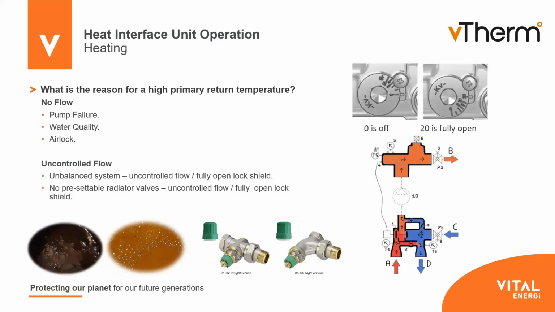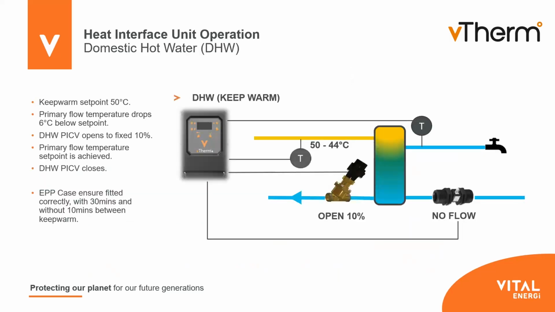If we have uncontrolled flow, that's normally from an unbalanced system, where it could be that the lock shields on your radiator valves haven't been set or have been set fully open. But also one of the main things is people put the wrong type of heads, and different heads will have different flows selected on those valves. So one of the things is you've got to make sure that you've matched your head with your control valve.